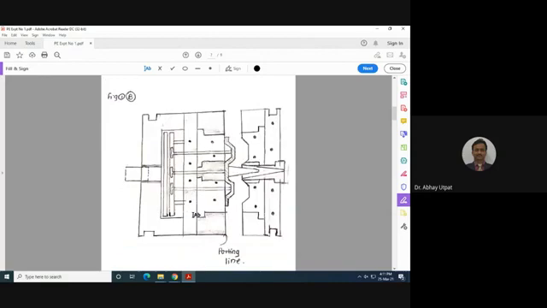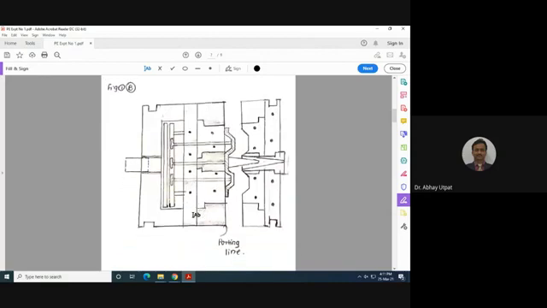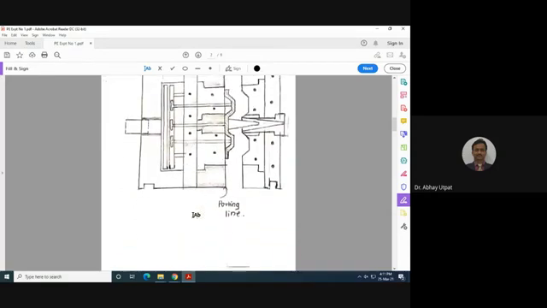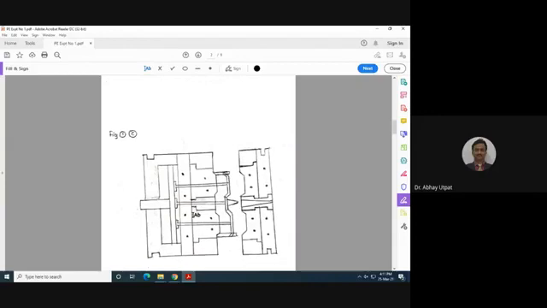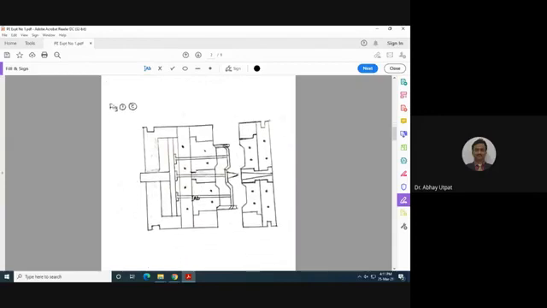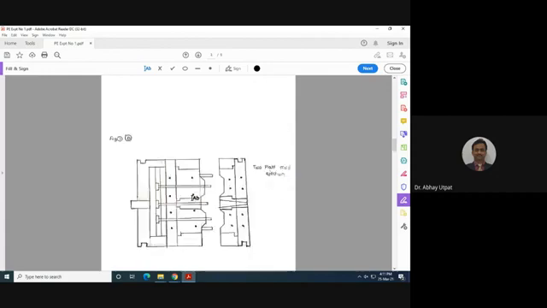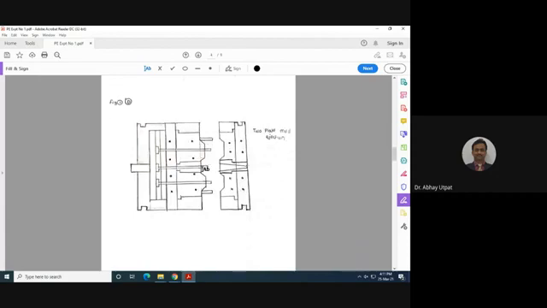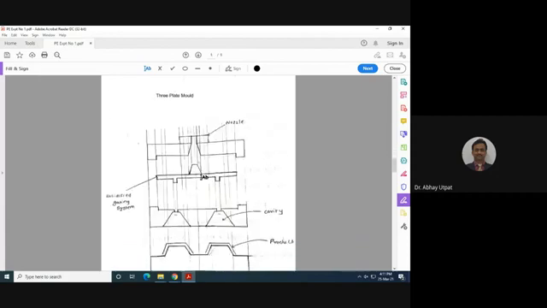So these are just the steps. I am repeating it. Fourth one. So this is the 3-plate mold.